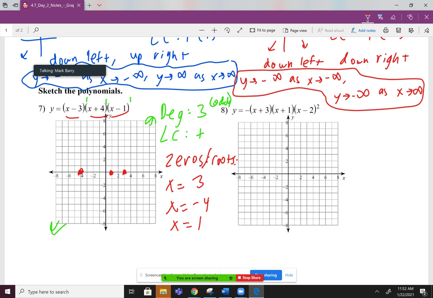So now we're going to draw our graph. So we're going to start at the arrow on the far left, which in this case is going down. We're going to go through all of those x-intercepts, and we should end up on the arrow going up to the right, okay? Let's give it a try. So I'm going to start down here, go up, go down, go up.